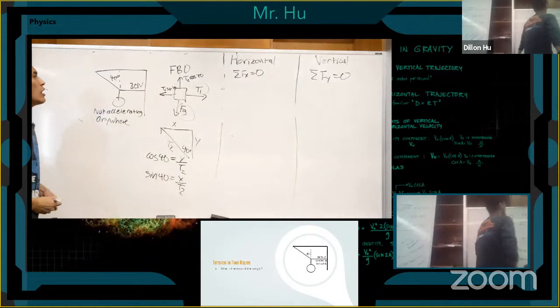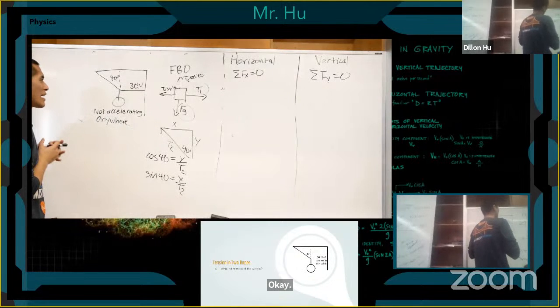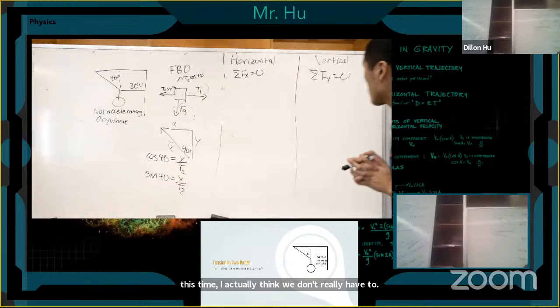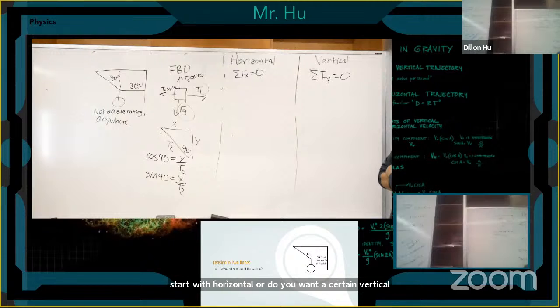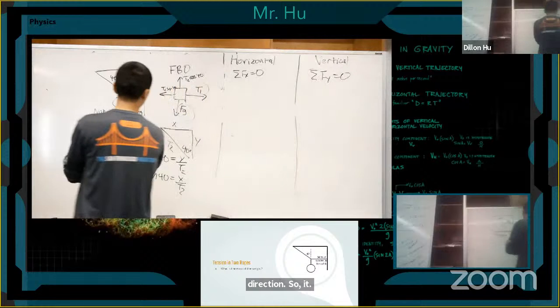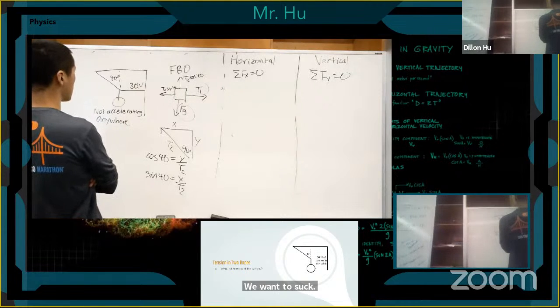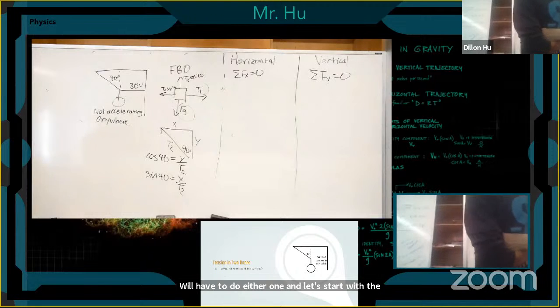Okay, so this time I actually think we don't really have to. Which one do we want to start with? Do we want to start with the horizontal or the vertical direction? We'll have to do either one. Actually, does someone want to flip a coin?